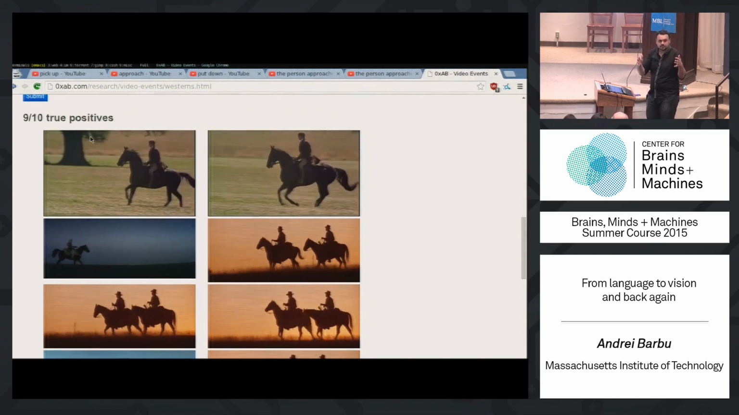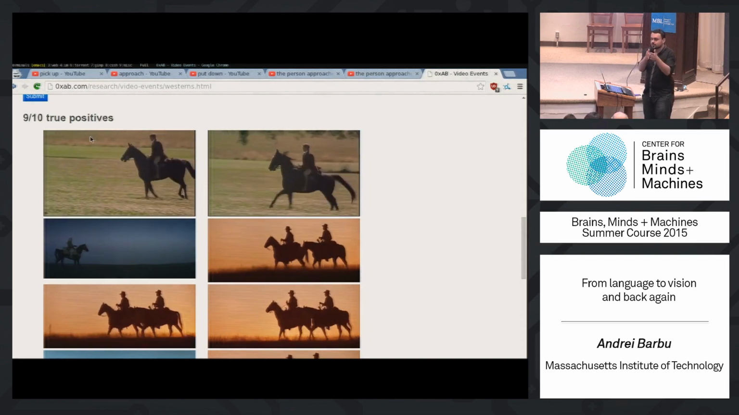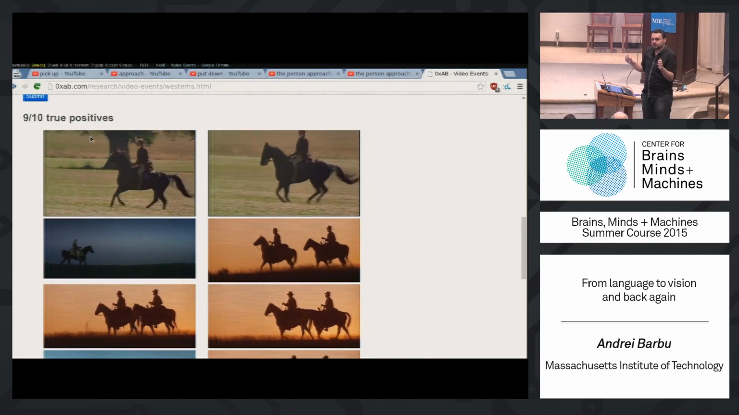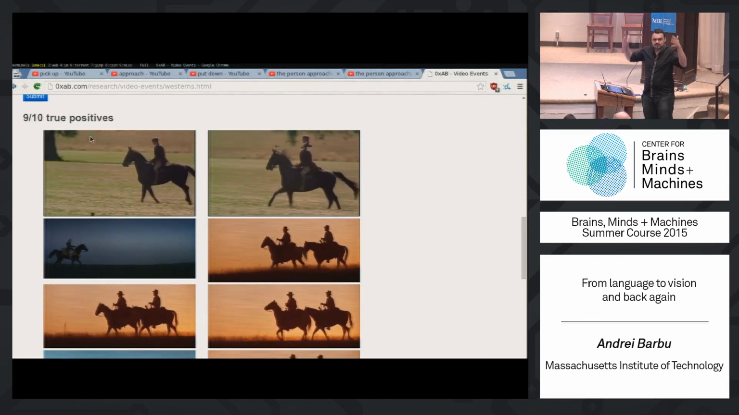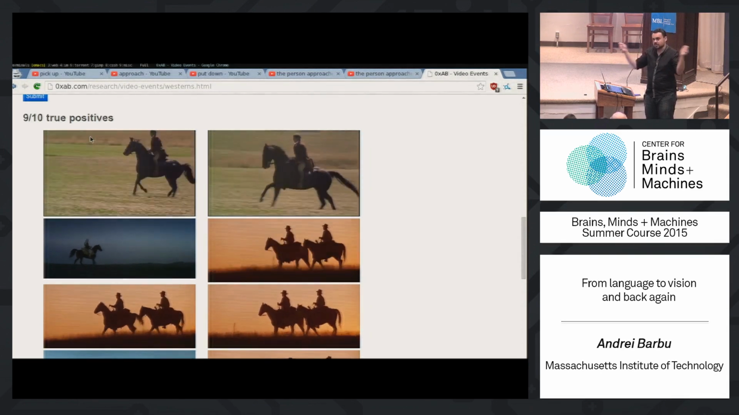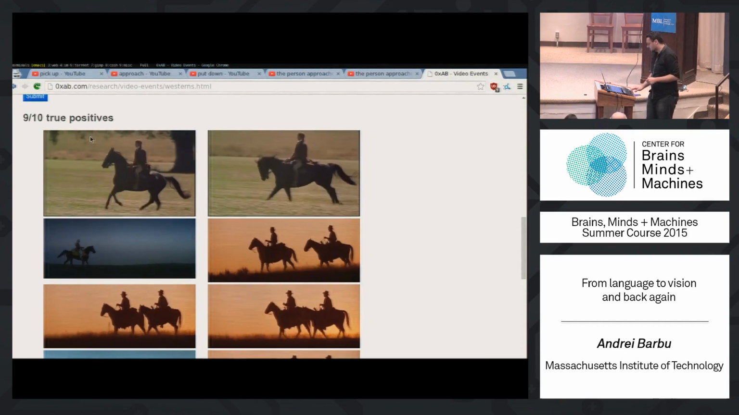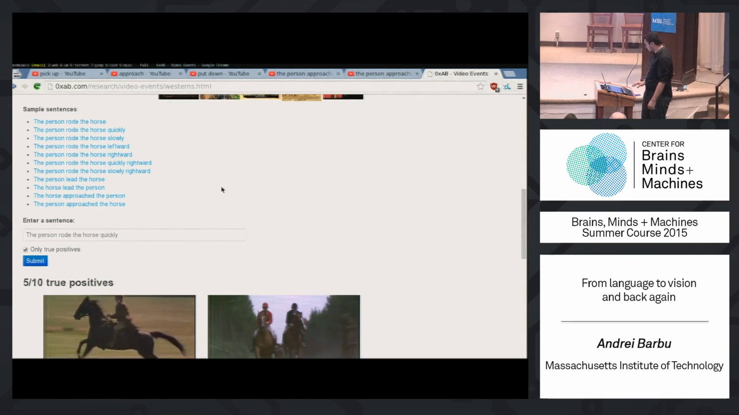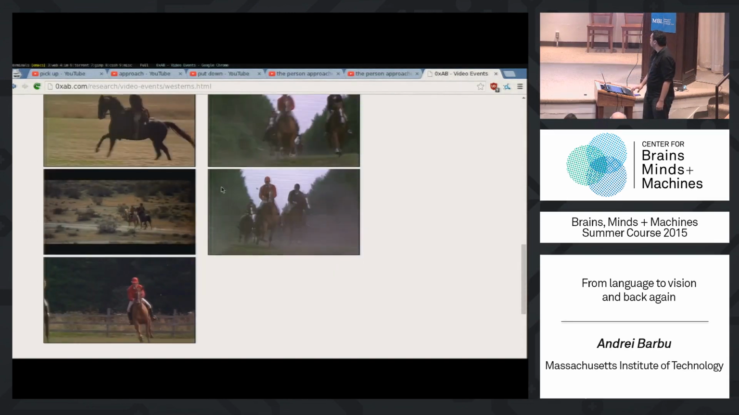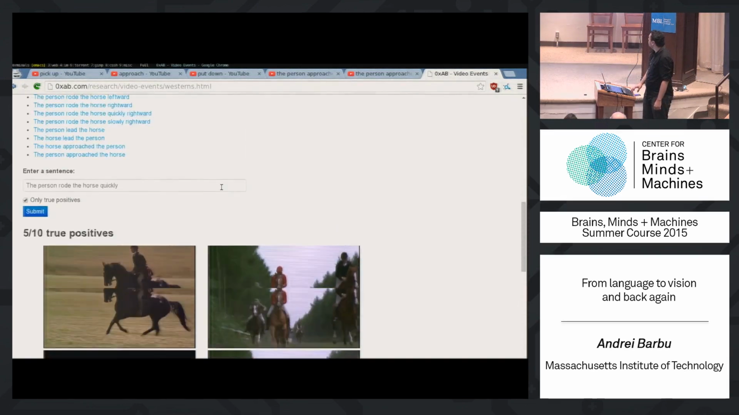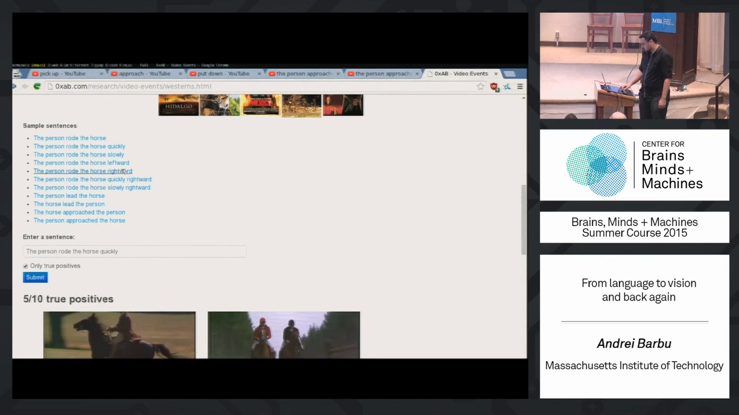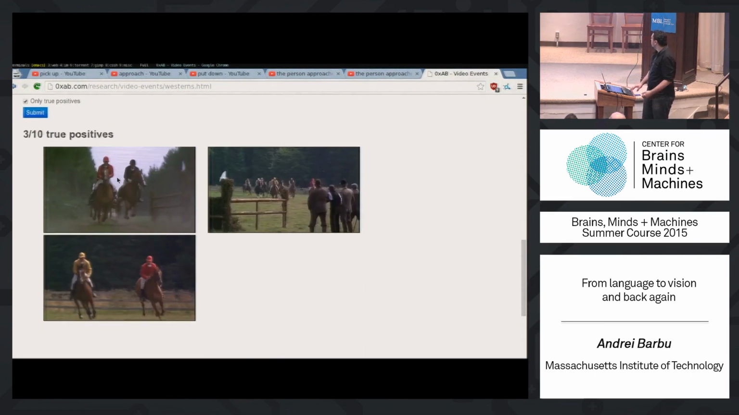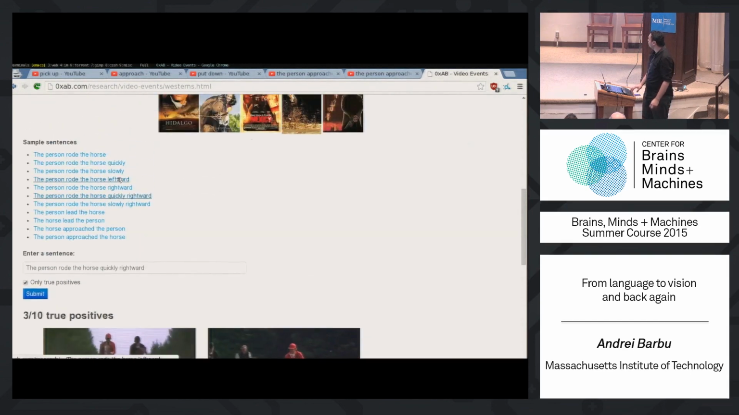The way this works is we took one of these long videos, we chopped it up into many small segments, and we ran over each individual segment. You could run it over the whole video, but then it would just classify the whole video, because it's an HMM and would adapt to the length of the video. We can also ask for other kinds of queries, like "the person rode the horse quickly." You can see we get videos that really are quicker. We can ask for something more ambitious, like "the person rode the horse quickly rightward," and we get videos where people are riding horses rightward.